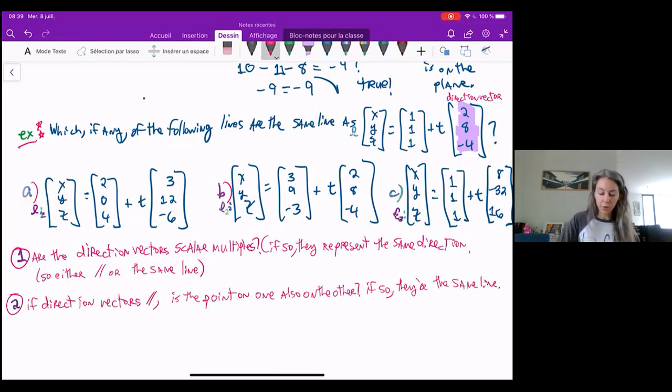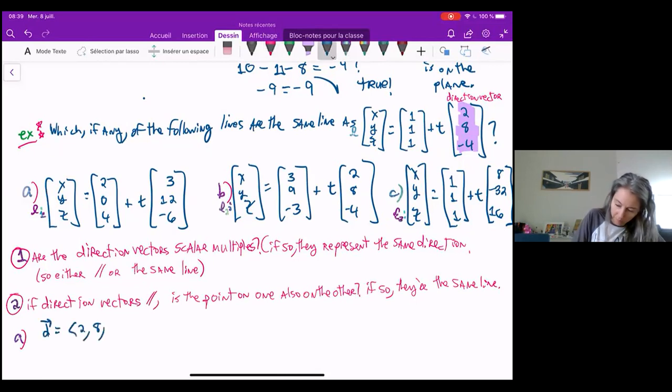Okay, so let's do this. A. Well, what I'm looking at here is my direction vector for line 1. That's 2, 8, negative 4. And my direction vector for the original line, L, and my direction vector for line 1, which I'll call D1, is 3, 12, negative 6.